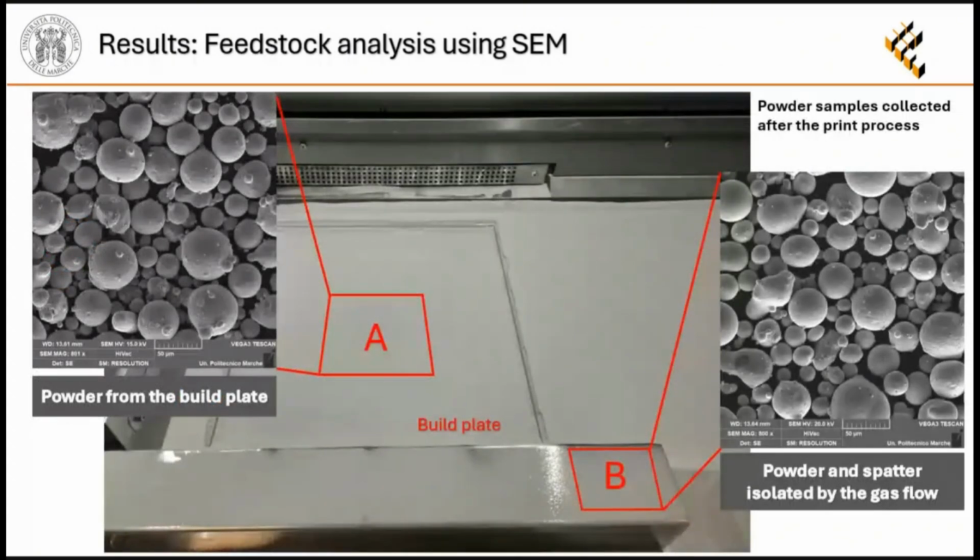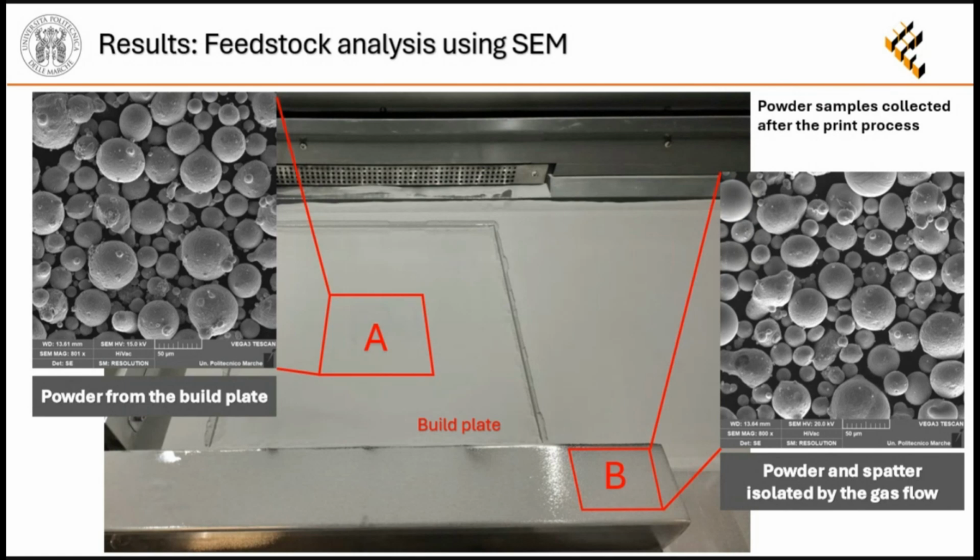And also the other sample of feedstock was taken after the print. Sample A was taken from the build plate powder, and sample B was taken from the powder that was blown away by the protection gas. So there are also some spatters and more defects, as shown in the picture on the right, and less spherical geometry than the other powders.